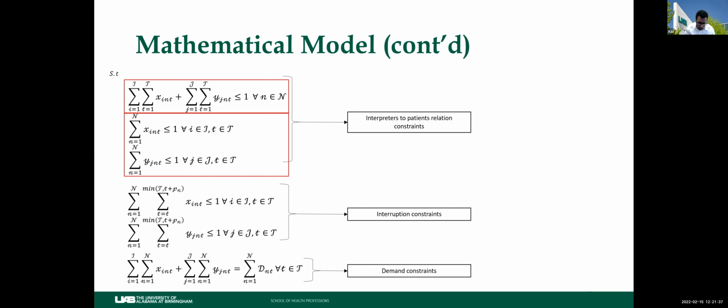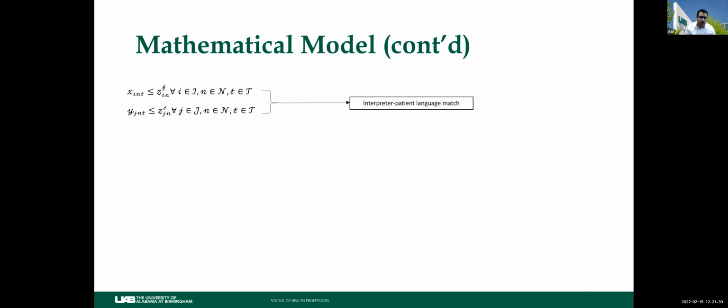All of them have to be covered by interpreters. And then another set of constraints is intended to model the language match. These two sets of constraints are the most important constraints in the model. So you can imagine that we cannot assign an interpreter who works with Russian language to a patient who speaks Spanish, or an interpreter who speaks Spanish to a patient who speaks Hmong or Somalian. So we need to make sure that the language is matched.